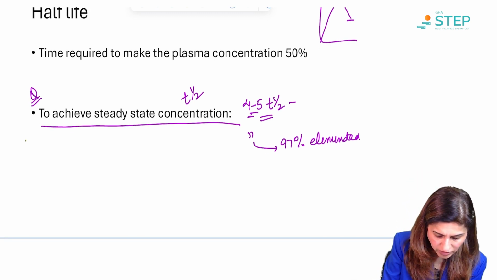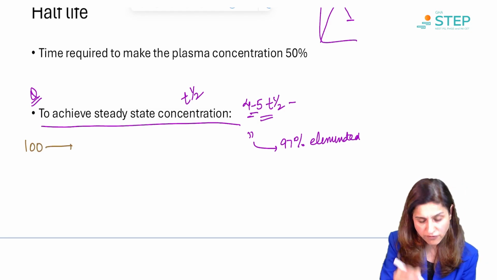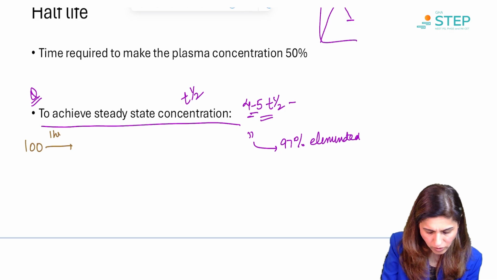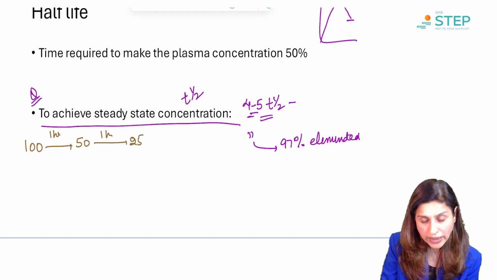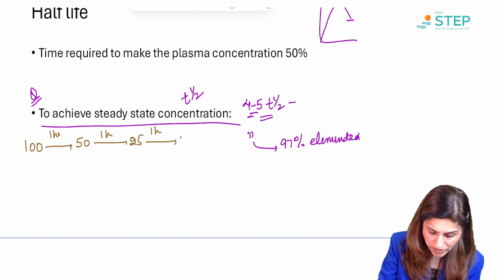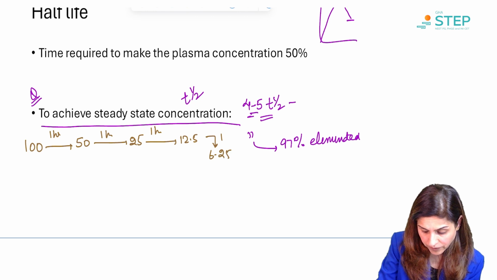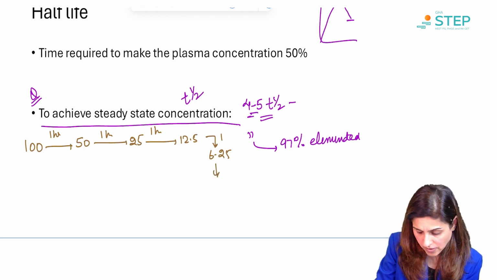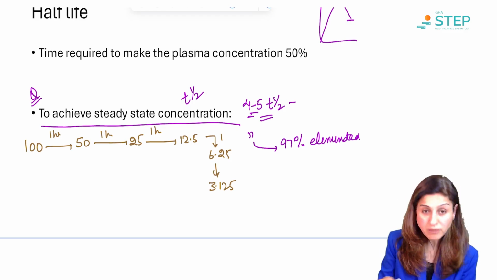See, if initially the concentration of the drug was 100, then in 1 half-life, let's say 1 hour, it goes to 50. Then another half-life, it will go to 25. Then another half-life, how much? It is 12.5. Then another half-life, it is 6.25. Then another half-life, it is 3.125. So you see how much this is. I'm talking about the elimination.